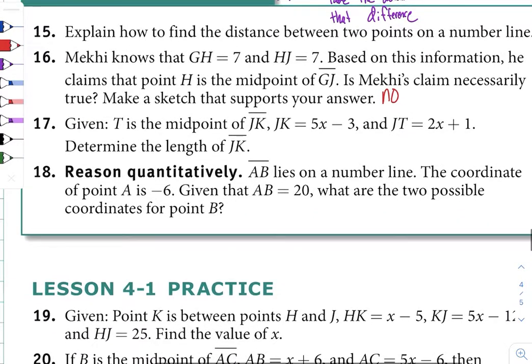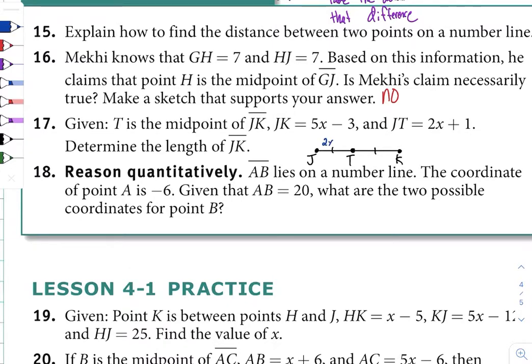All right, given T is the midpoint of JK, and it gives us some other stuff. So let's go ahead and just draw this out and then move it somewhere else. So again, we got a line. What they're telling us is that T is the midpoint of JK. So JK are the endpoints. T is the midpoint. So I know that the tick marks can go in because those are the same length. JK is 5x minus 3, and JT is 2x plus 1.